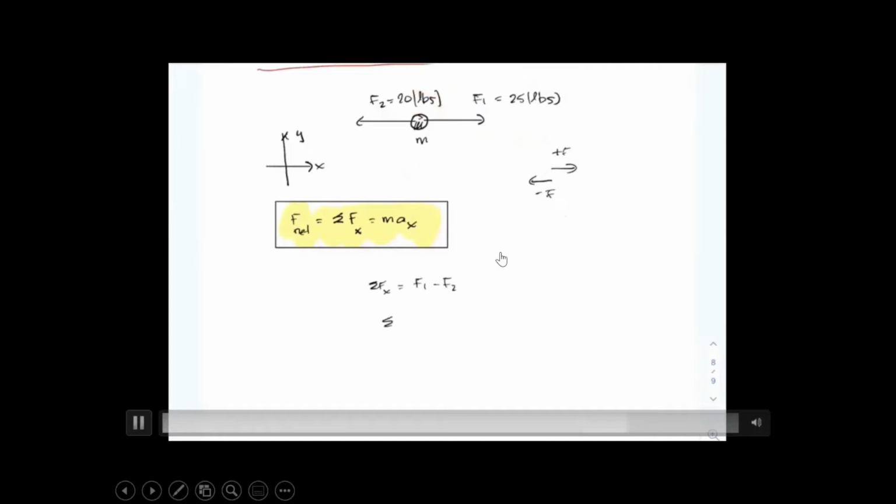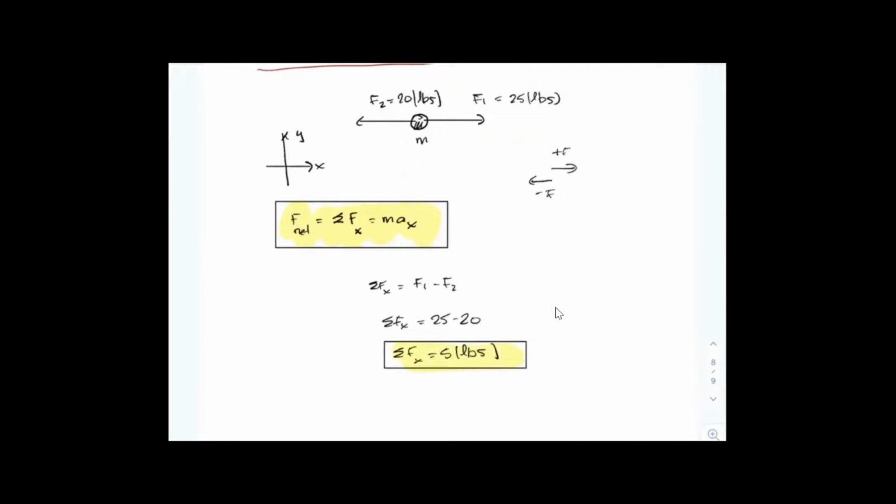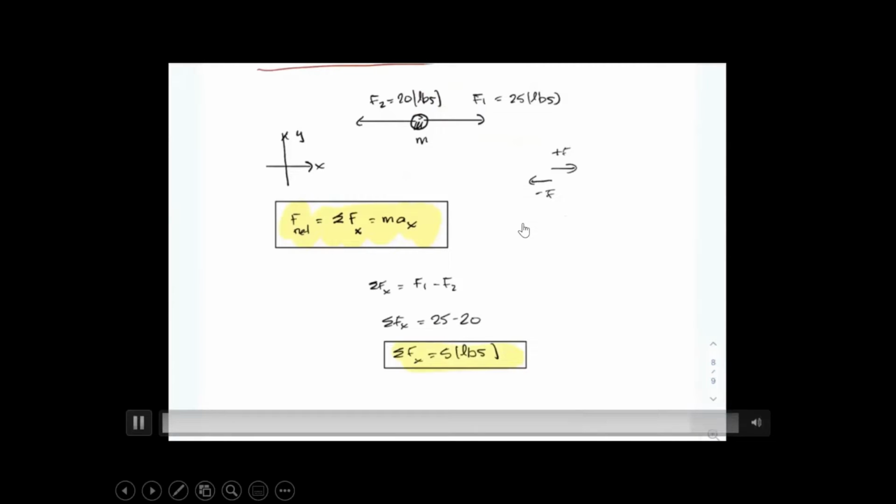F1 is going to be positive. F2 is going to be negative. Then the numbers are going to give you 5 pounds. That's it. So the meaning of the net force is literally you're summing up the forces. Direction is going to matter. So when you sum things up, positives, negatives, it could be subtractions, it could be additions, and so forth. That's it.